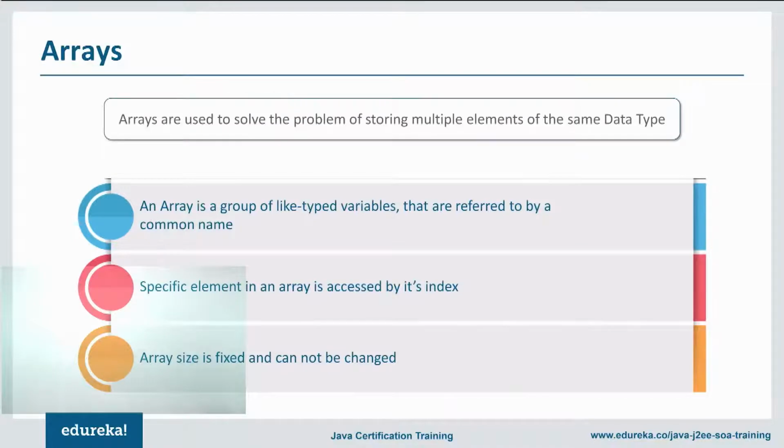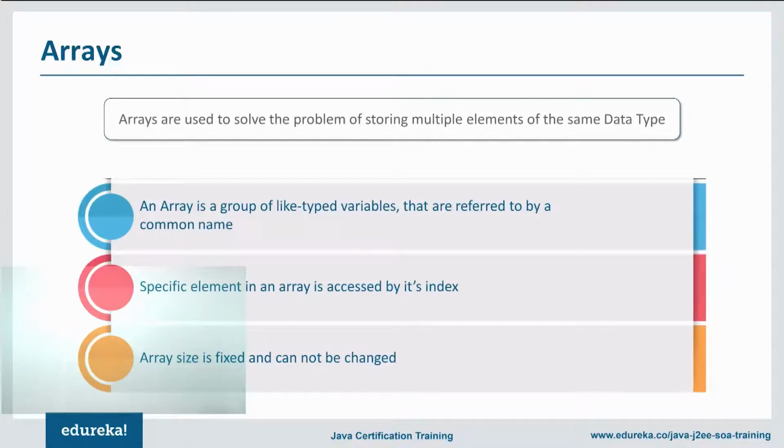Some specific index and get the element from that particular index. So we would be looking at the program, which would give you a clear idea about this. But basically, an array is nothing but a group of multiple elements of the same data type. Array type is fixed and cannot be changed.